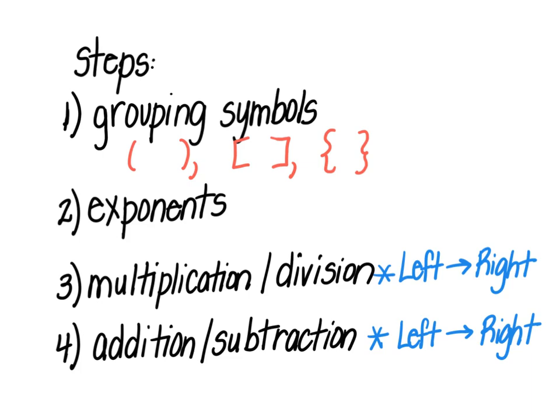The second step is to look for exponents. The third step is to do multiplication and division, but you want to work left to right. So although I've listed multiplication first, it doesn't mean to do multiplication first. You're going to work left to right. And the last step is addition and subtraction, again, working left to right.